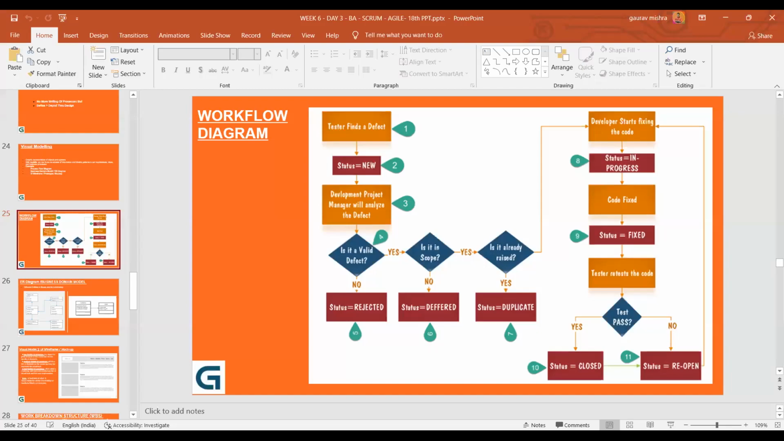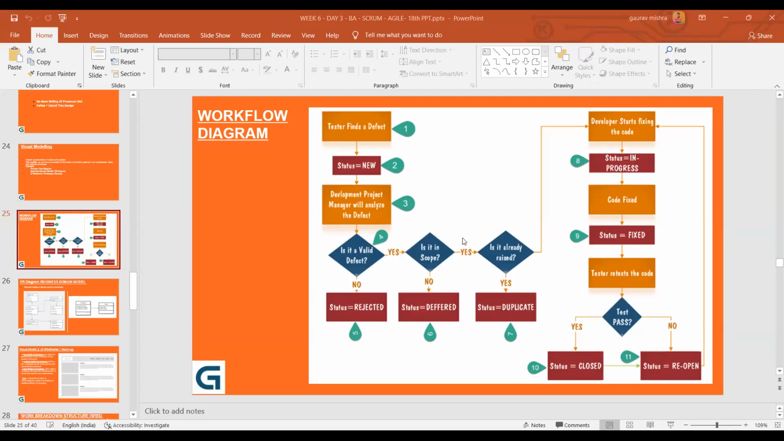Okay. How many of you remember the defect life cycle? Do you remember that? Who remembers the defect life cycle? Last time we covered it. Who remembers this workflow diagram? Can you see the workflow diagram on the screen, guys? No? Okay, now I can. Yeah, okay. Now you can see.